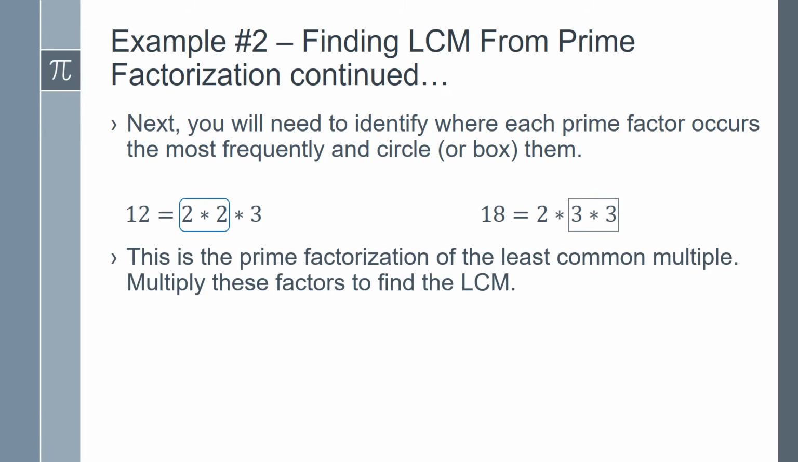These numbers that we have boxed are the prime factorization of the least common multiple. We need to multiply these factors to find the least common multiple. So we'll find the LCM by multiplying 2 times 2 times 3 times 3, which gives us 36.